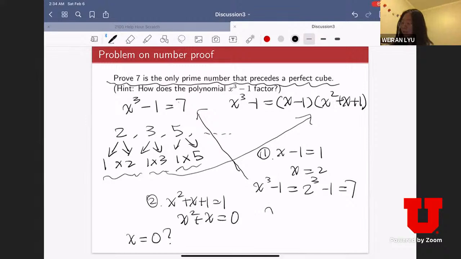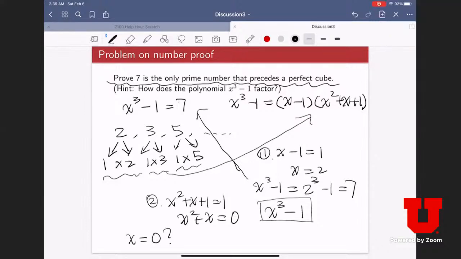We know at the start of the problem that x cubed minus 1 is a prime number, and we want to show that the only answer to this is 7. But the prerequisite is that this term is a prime number. Can a prime number be 0? No, because it can't be divisible by itself.